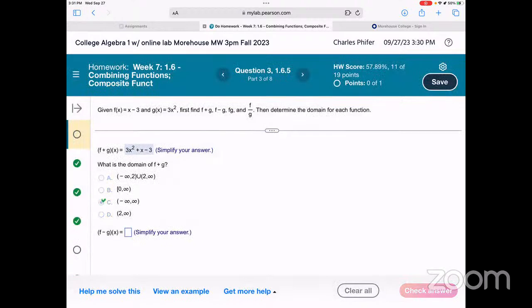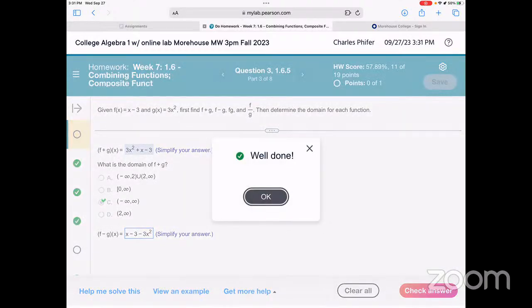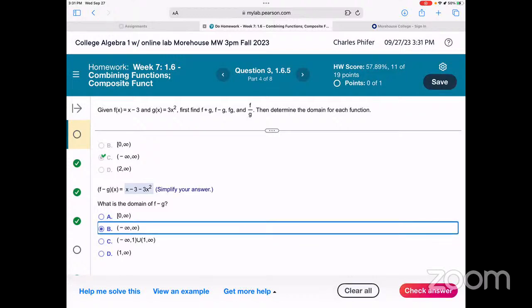F minus g. So, okay, x minus 3 minus 3x squared. What's the domain of f minus g? All reals. Same reasoning as the previous example.